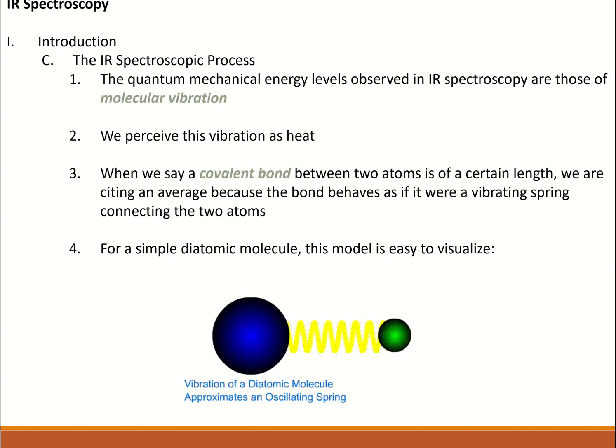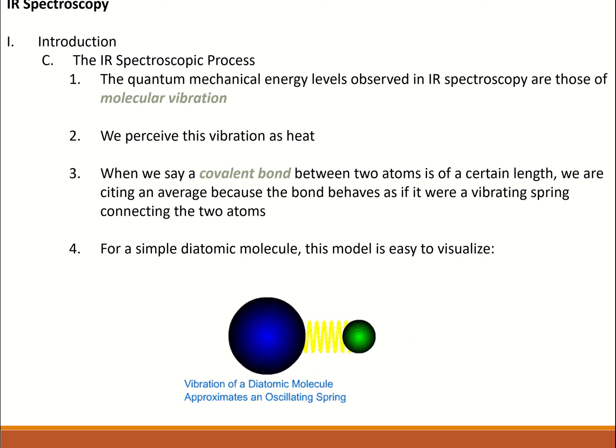When there is a covalent bond and there is this bond, you can see that there is this to and fro movement. So we say this is actually like a vibrating spring. So there is like vibration. You see this vibration, and this is a diatomic molecule approximating an oscillating spring. So for a simple diatomic molecule, this model is easy to visualize. You can just understand from this molecule that there is vibration.